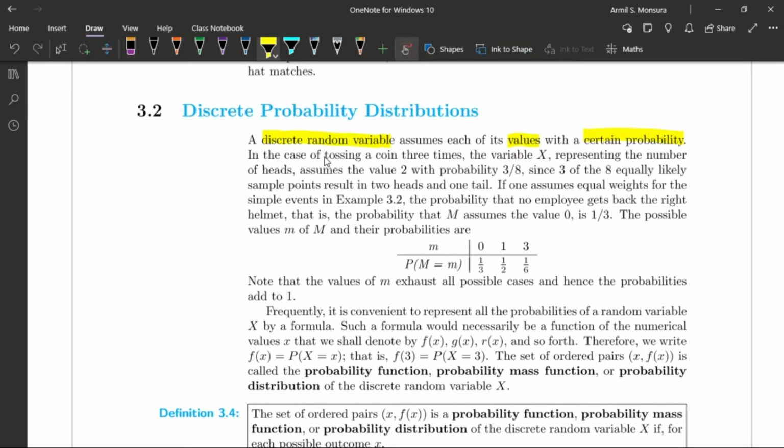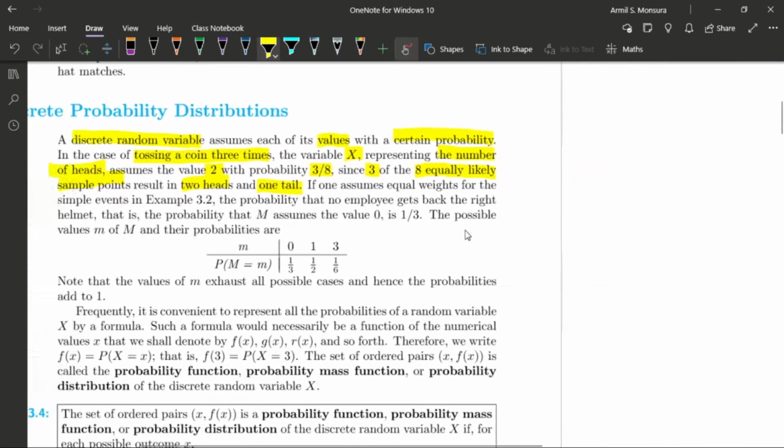In the case of tossing a coin 3 times, the variable x, representing the number of heads, assumes the value 2 with a probability of 3/8, since 3 of the 8 equally likely sample points result in 2 heads and 1 tail. Verify natin yan para mas malinaw sa atin.